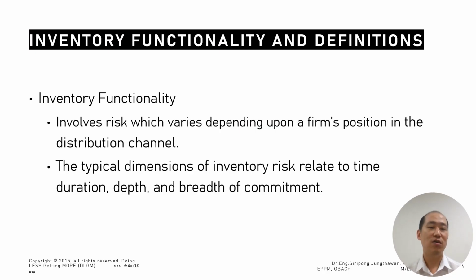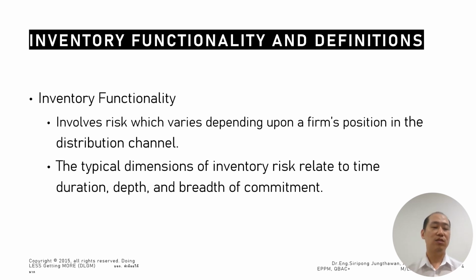So, inventory functional and definition. Inventory, try to understand the involved risks, which vary depending on a firm's position in the supply chain. In the upstream, inventory helps you to prepare raw material. In the middle stream, inventory helps you to run production smoothly, and downstream, inventory helps you protect against customer demand fluctuation or uncertain demand or needs. That's why we have to understand our position in the supply chain.